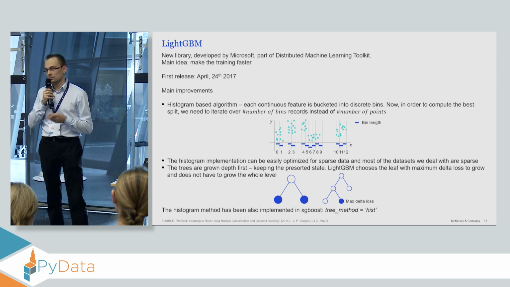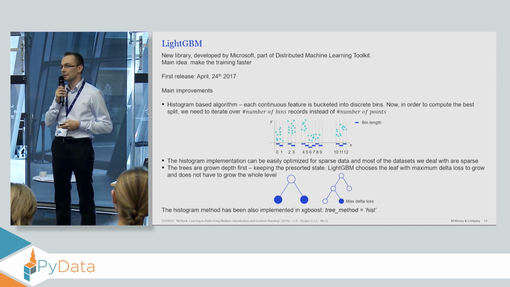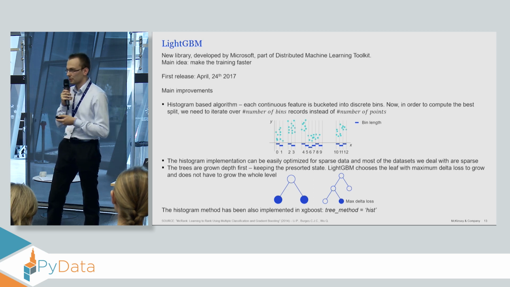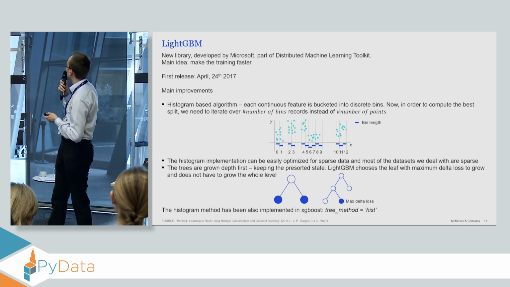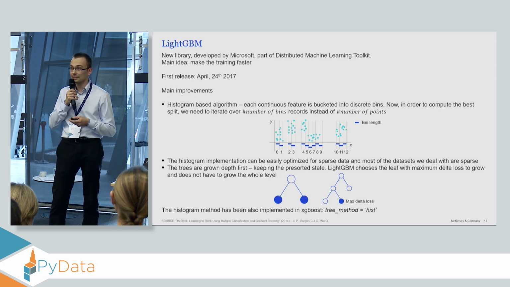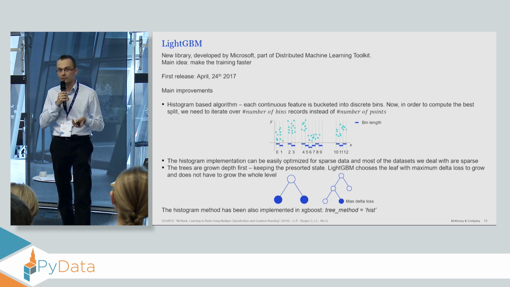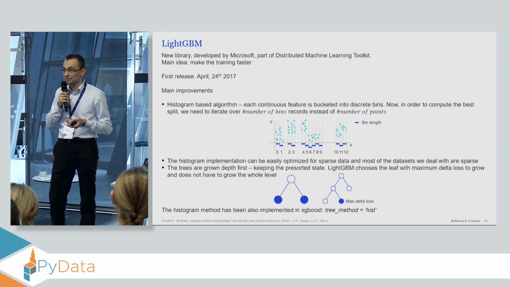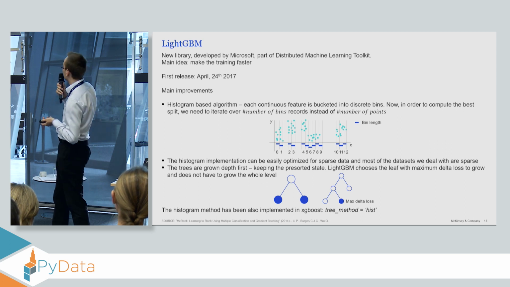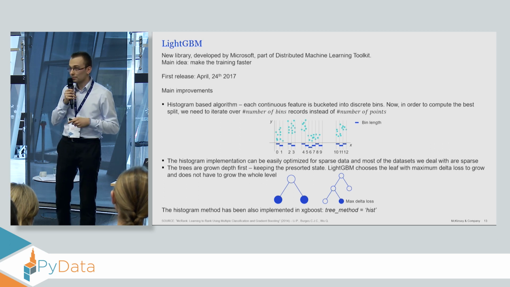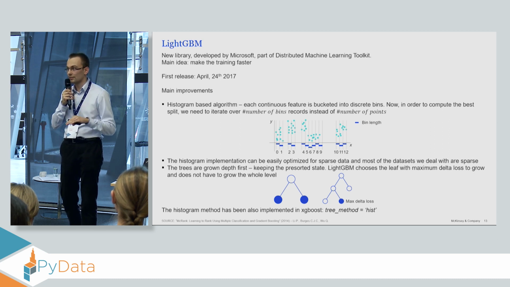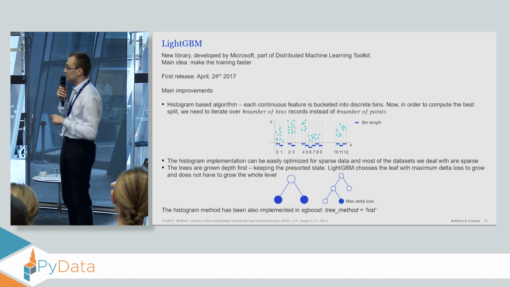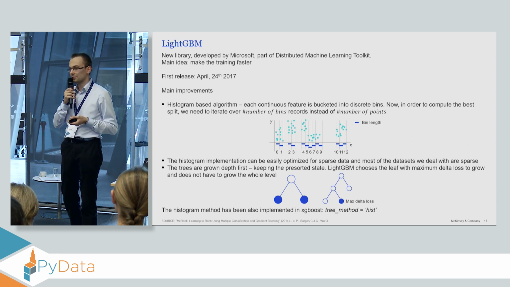Another thing is that once you switch to this bucketed implementation, which the authors call the histogram implementation, you can very easily improve your optimization techniques for sparse data. And as you know, if you do some kind of one-hot encoding, most of the data that we deal with is sparse. Then in LightGBM, the trees are not grown in this breadth-first fashion where you try to build whole levels at the same time. They optimize it a bit, and they build first the leaf that provides the biggest difference in the loss.